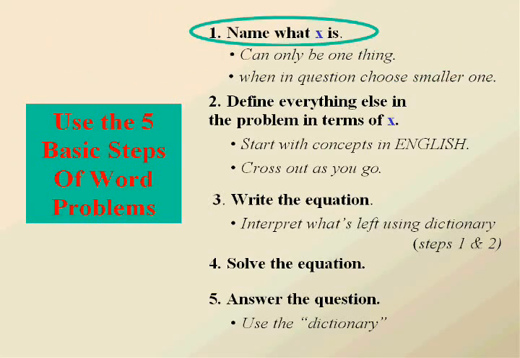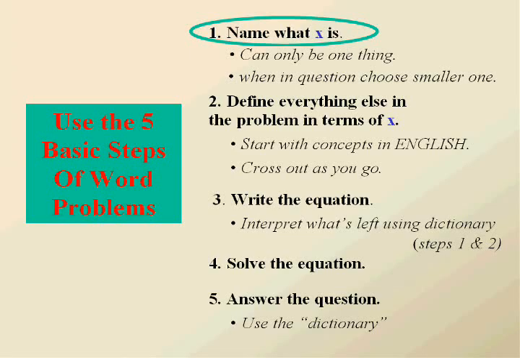Step number 1. Name what they want to know. Name what x is. If you don't even know what you're looking for, of course you're going to have a problem. Recall that x can only be one thing. It can't be Susie and Jim's age. And when in question, usually let x be the smaller of the several things that are involved in the problem.